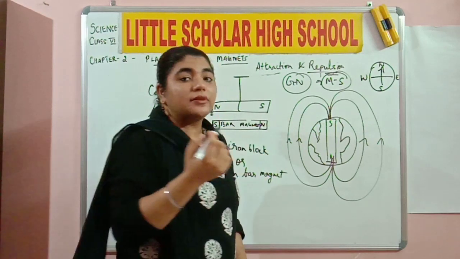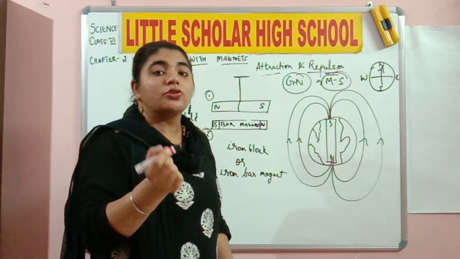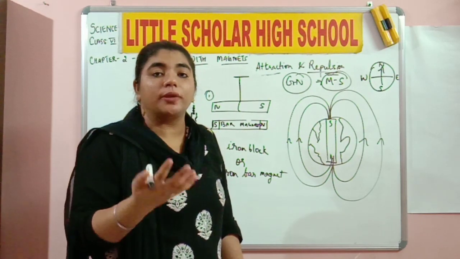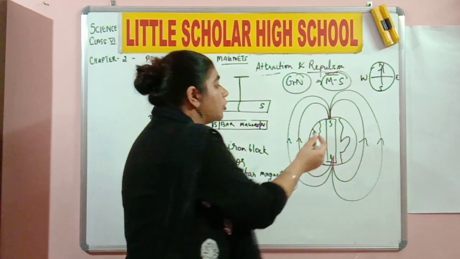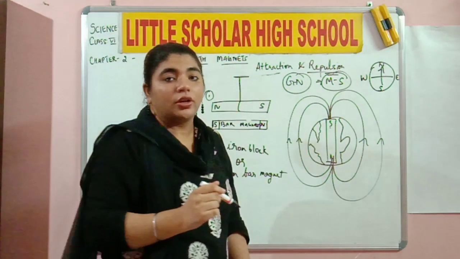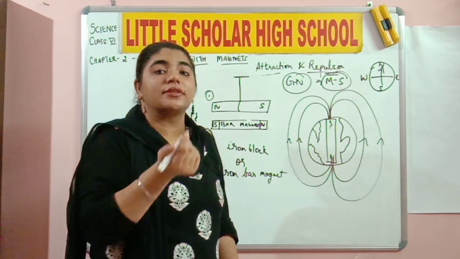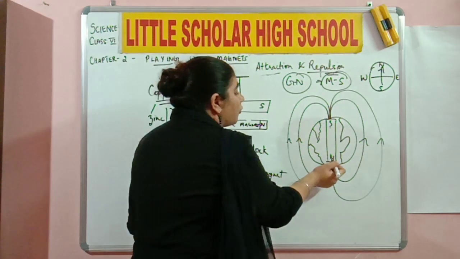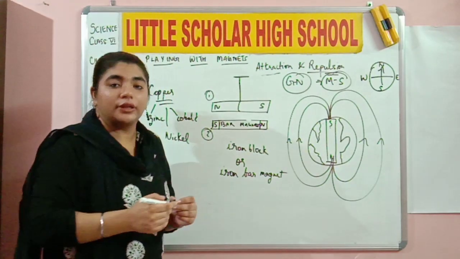So if the earth behaves like a magnet, and we know that unlike poles attract, so if the magnetic compass is showing me the north pole, this means it is actually pointing to the geographical south. Did you understand? And if the compass is showing me the south pole, this means it is actually pointing to the geographical north of the earth. Okay, so we will deal with this later.